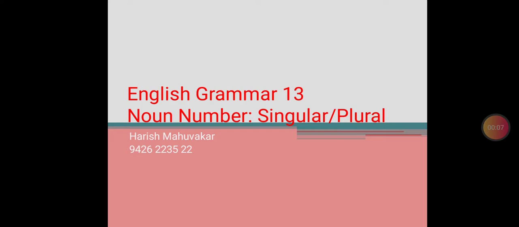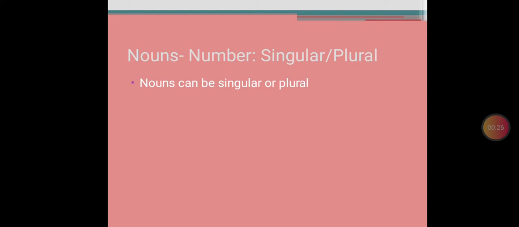We are learning nouns and today we will discuss numbers, especially the singular and plural forms of nouns. First of all, we have seen the definition of nouns and how they are related to gender, and now today we will discuss their number. It means a noun can be singular as well as plural.